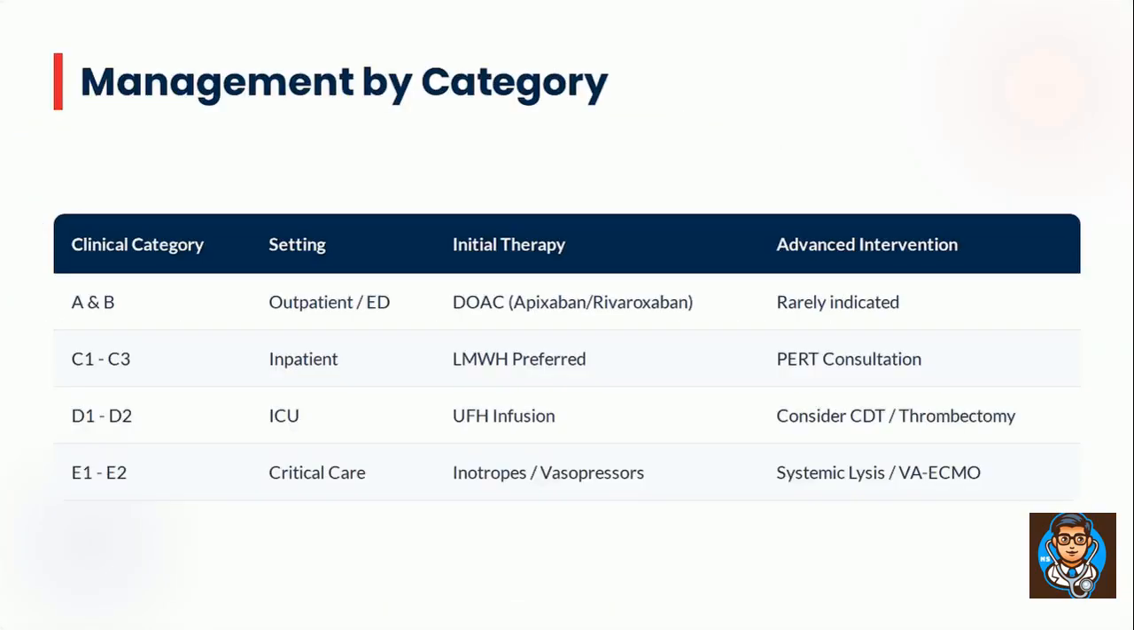This table maps the completed A through E categories directly to their mandated clinical settings and initial therapies. Low-risk patients get oral anticoagulants. Category C requires low molecular weight heparin or PERT consultations, and Category E mandates systemic lysis or ECMO.